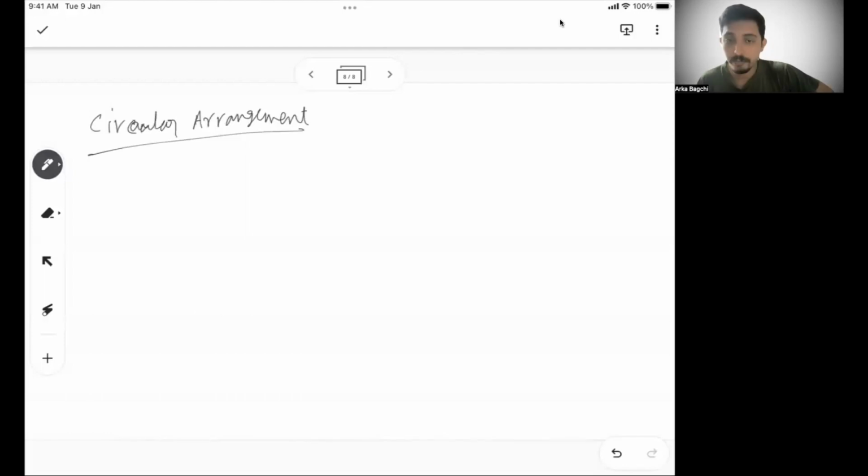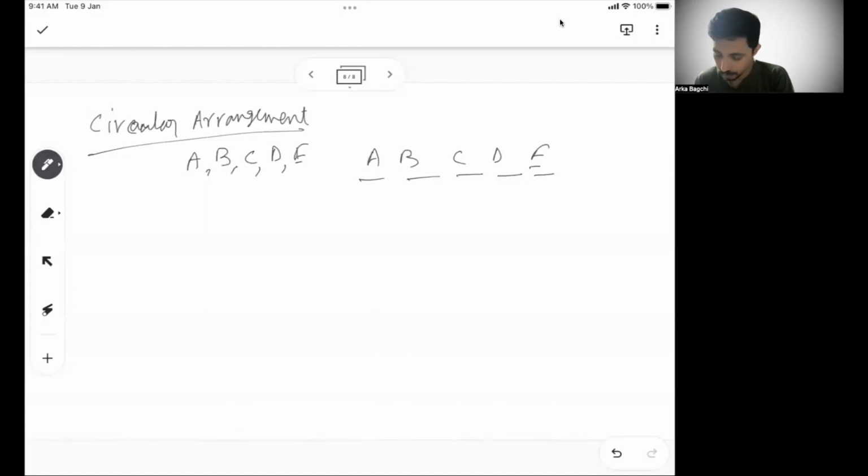And why it will be different from a straight line arrangement. So let's say you have 5 friends, A, B, C, D, E. You have put them on a bench, which is a straight line. So A, B, C, D, E. So there is a straight way to see which is the first place, second place, third place, fourth place, and fifth place. If it is a straight line, every time you change the person in the first place or second place, it will completely create a new arrangement.